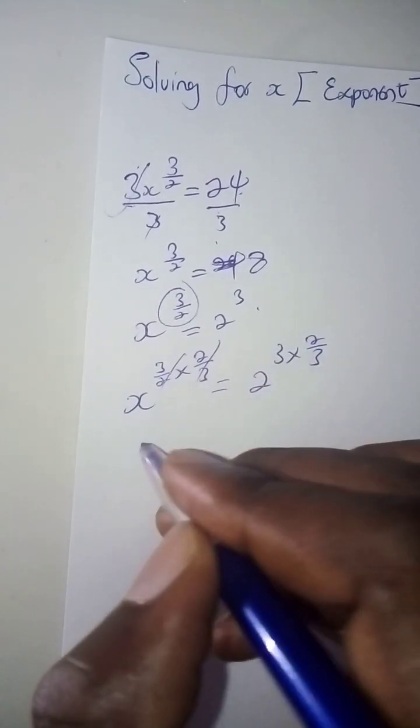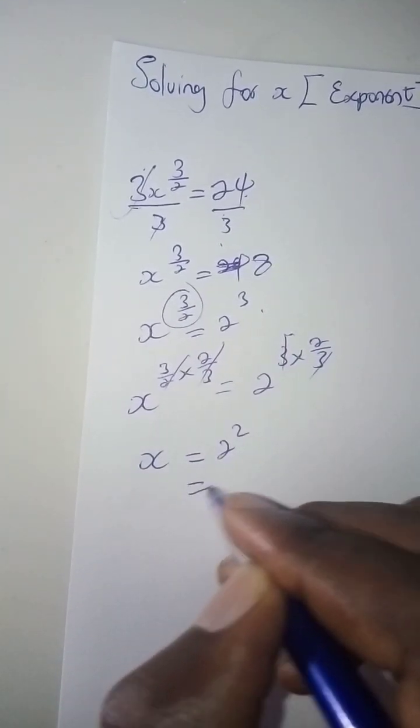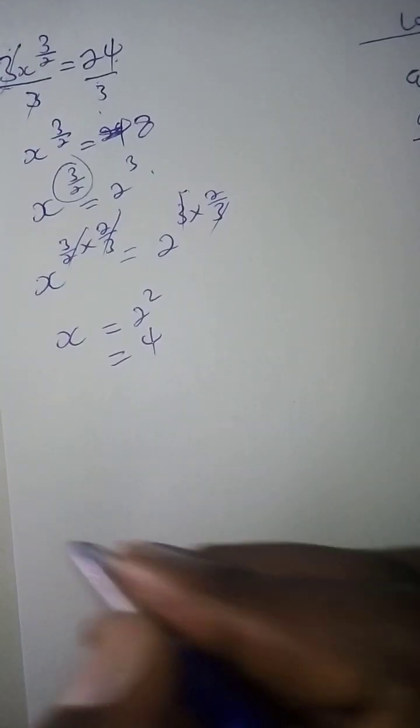So these will cancel out. Now you have x, it's equal to, these will cancel, 2 squared, which is equal to 4. That's basically how you can solve it. Now let's look at another question.